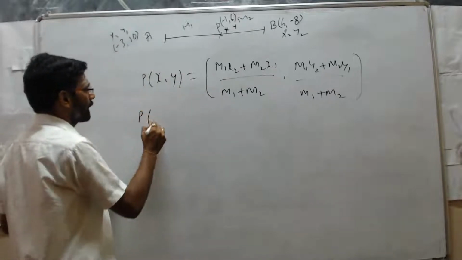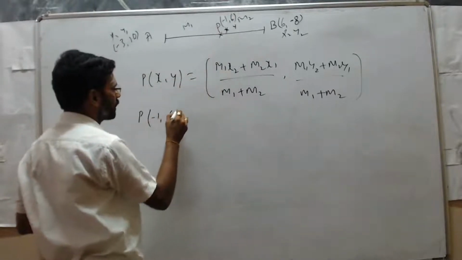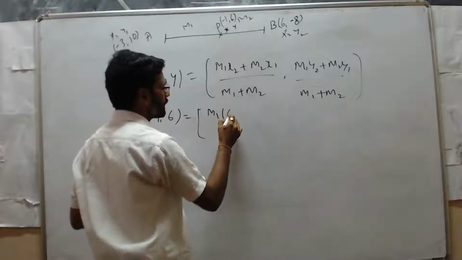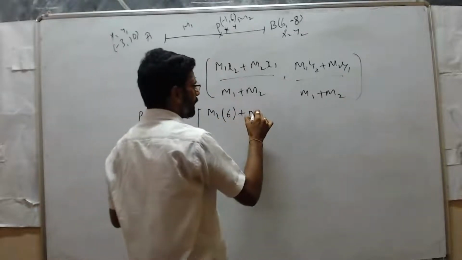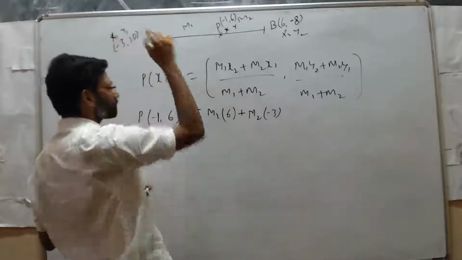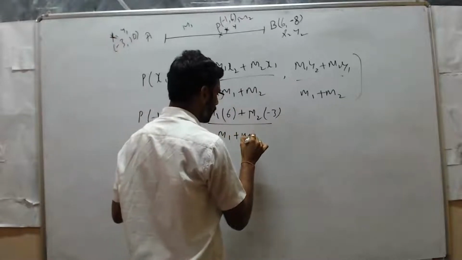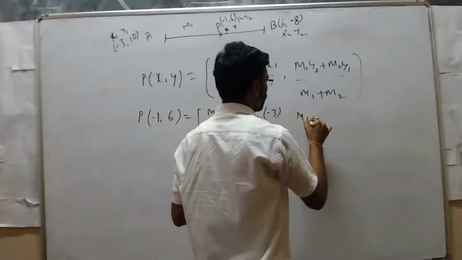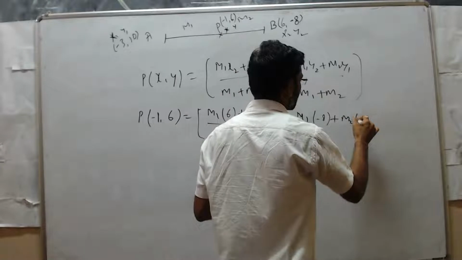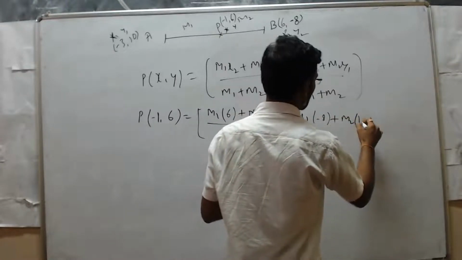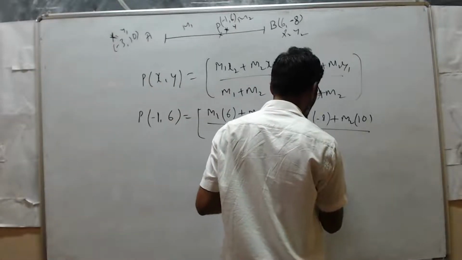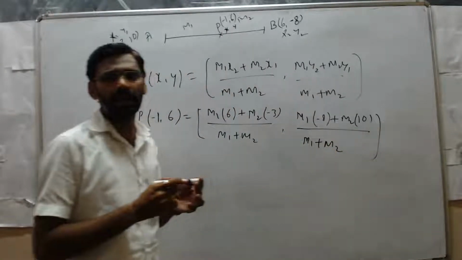Then P of x, y: what is the value of x? X value is -1, y value is 6, equal to m1 into the value of x2, which is 6, plus m2 into the value of x1, which is -3, because it is x1, y1, divided by m1 plus m2. Here m1 value we have to find. What is the value of y2? Y2 value is -8, plus m2 into the value of y1, which is 10, divided by m1 plus m2. We have to find the value of m1 and m2.